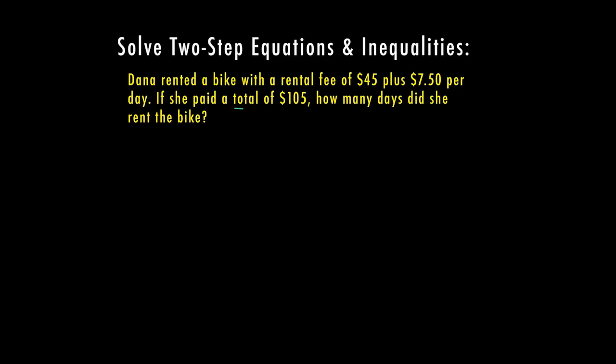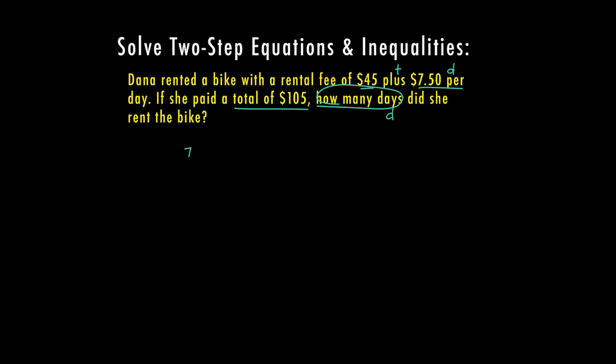So we have a total of $105. We have a fee of $45 plus we have $7.50 per day. Now, if you're unsure of where your x or your variable is going to go, we need to look at the question. And the question wants to know how many days. So that means that days is our variable. We don't know how many days. We have to figure it out. But we do know it costs $7.50 per day. So this is where my variable is going to go.